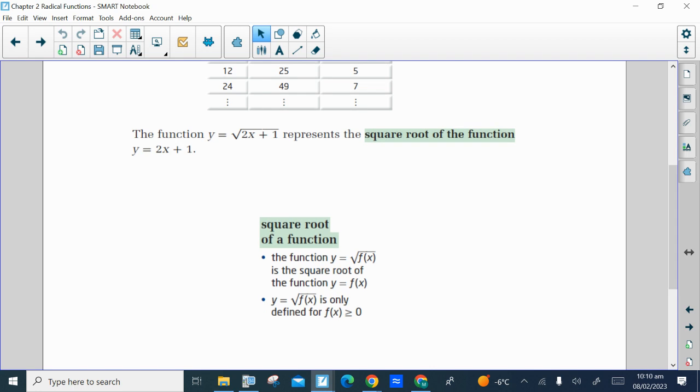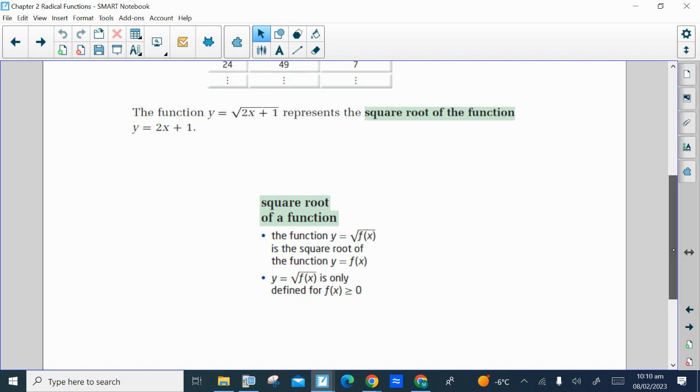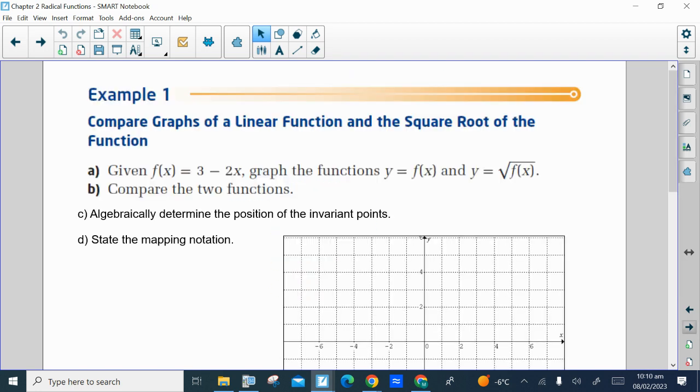But one major difference is that y equals the root of f at x is only defined for f at x, meaning what's under the radical, being greater than or equal to 0, because you cannot take the square root of a negative number. So there are those restrictions.